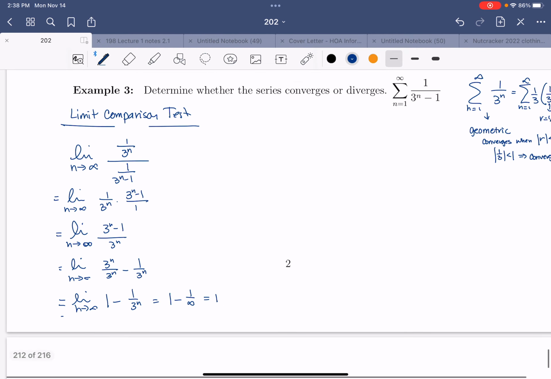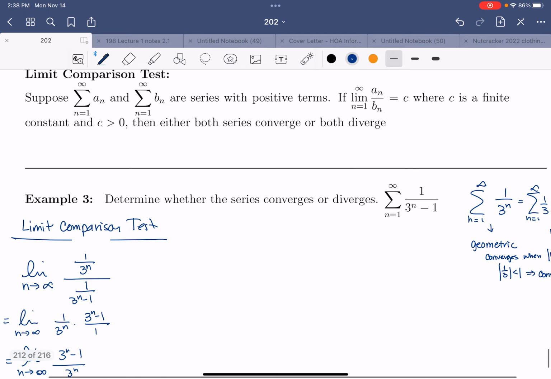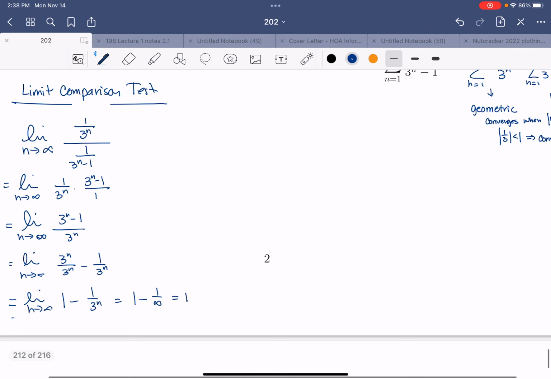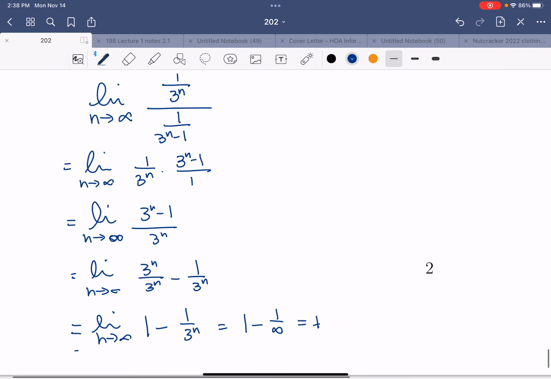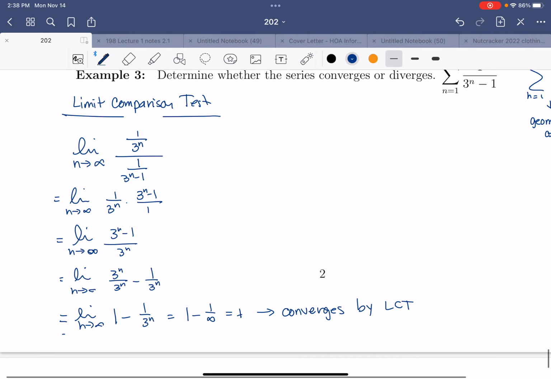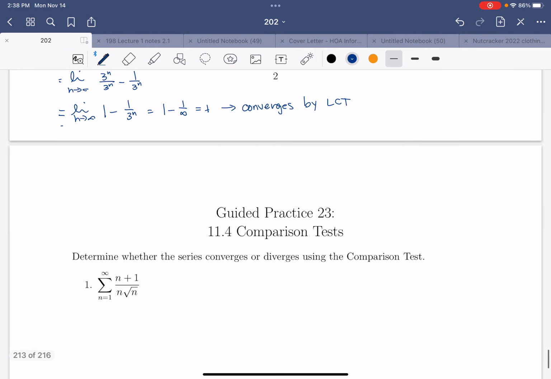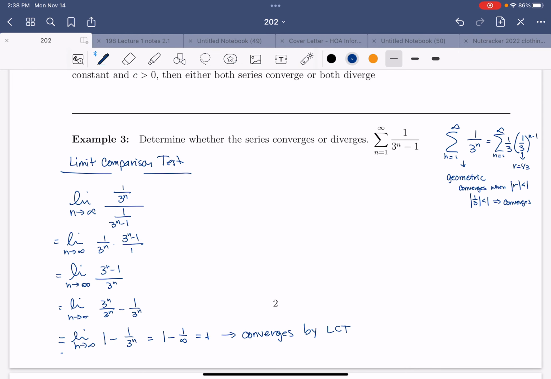Look at our c, where c is finite and greater than 0, then they both either converge or diverge. So because the limit here is a number greater than 0, this one does what the other one does. So this one converges because the other one converges by limit comparison test. So that's how limit comparison test works. Again, 9 times out of 10, you're going with limit comparison test.